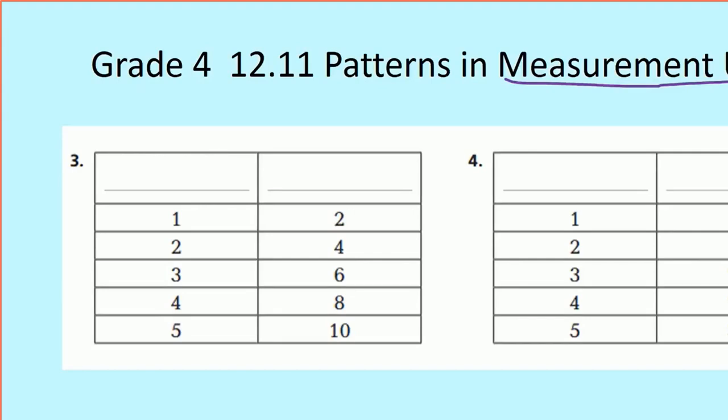All right, let's look at number 3. Down the first column, it's just 1, 2, 3, 4, 5. Okay, so 1 of something equals, let's go down the second column, 2 of something else, 4 of something else, 6 of something else, 8 of something else, 10 of something else. Oh, this is a puzzler.